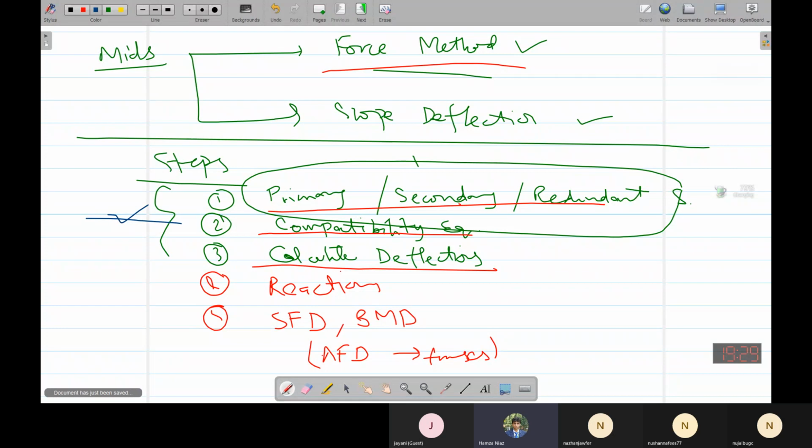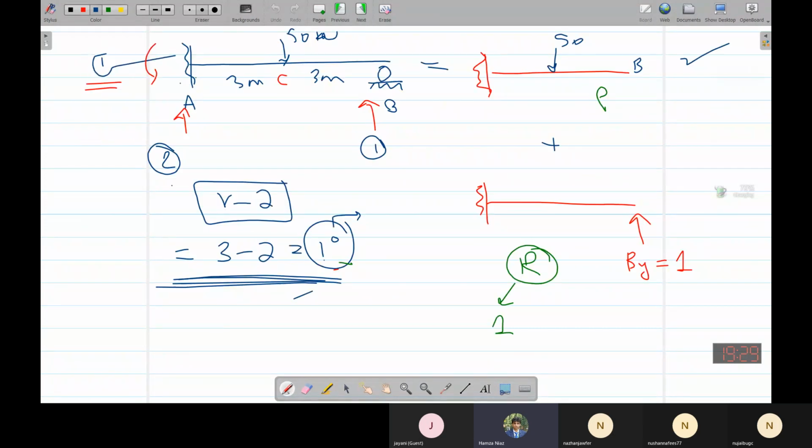So our second step. We have to write the compatibility equations. It's simple. You can just memorize them if you couldn't understand for some reason, but it's very simple. Just draw a deflected diagram of the primary structure. This is a deflected diagram. They evaluate something, delta B. Because it's deflection at point B, I'm calling it delta B.